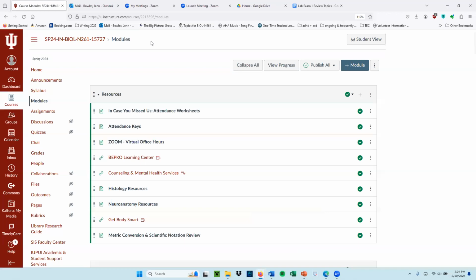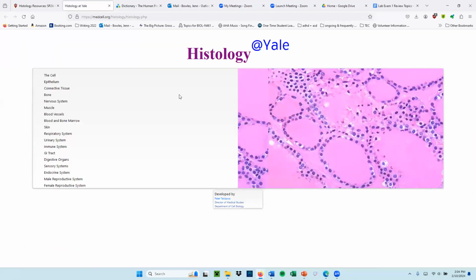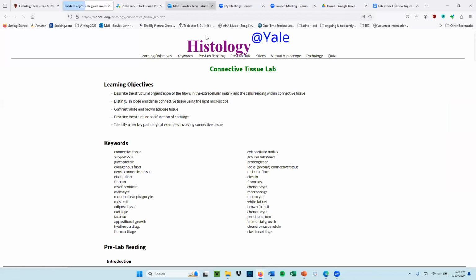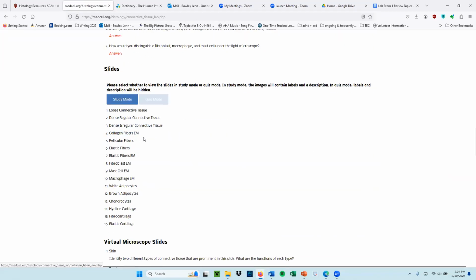In addition to the PowerPoints, I highly recommend using those histology resources under the resources module. The one that we use the most right now is Yale School of Medicine. If I want to find a nice photo of histology, I usually check out that Yale site first because they have nicely labeled images and unlabeled stuff, and that's another really good way to study. So if you're struggling with connective tissue, which many people are, you can go to the corresponding lab and then scroll down to our slides here.